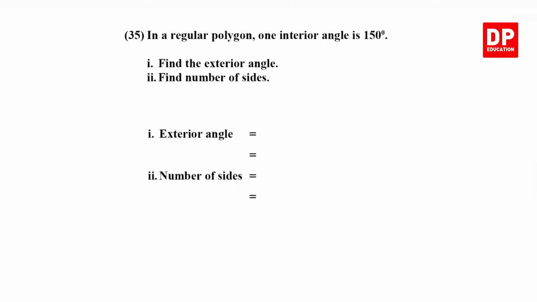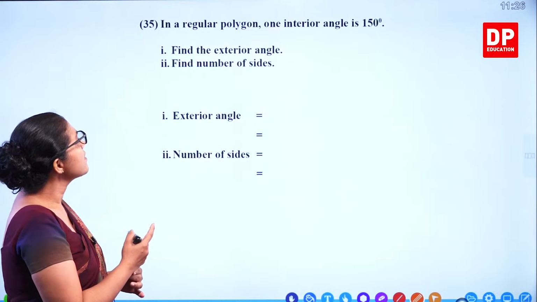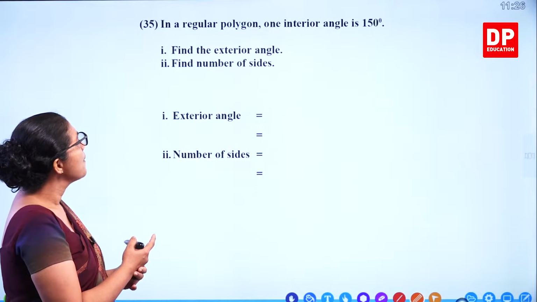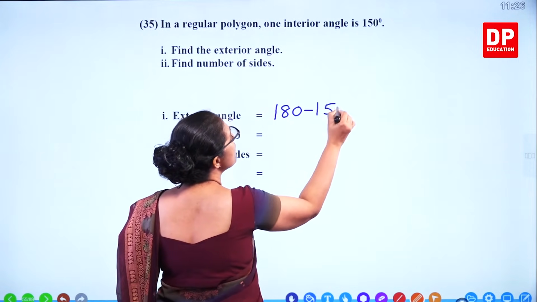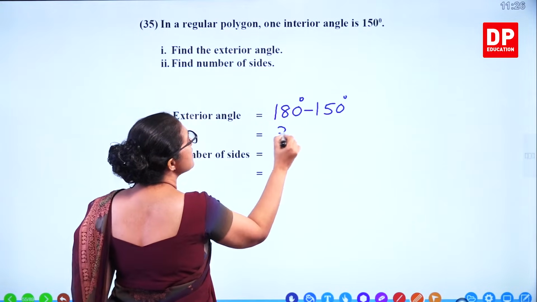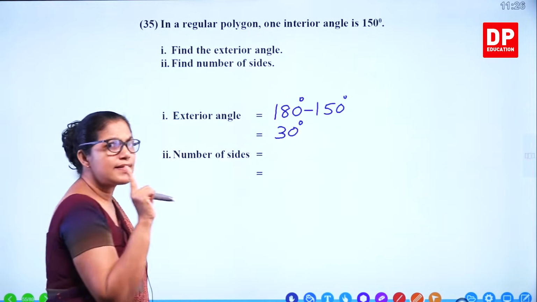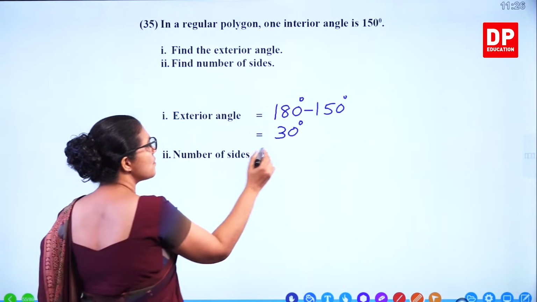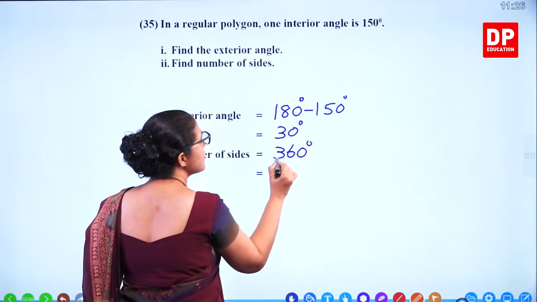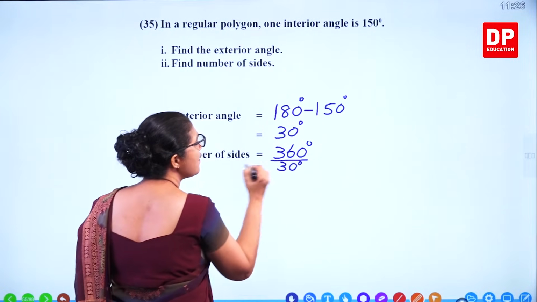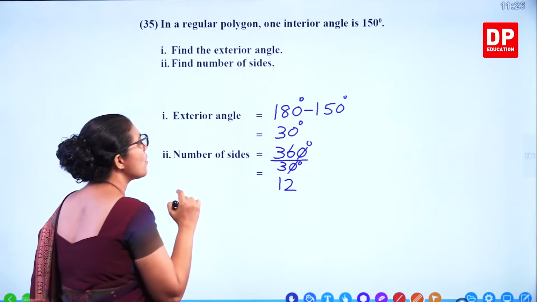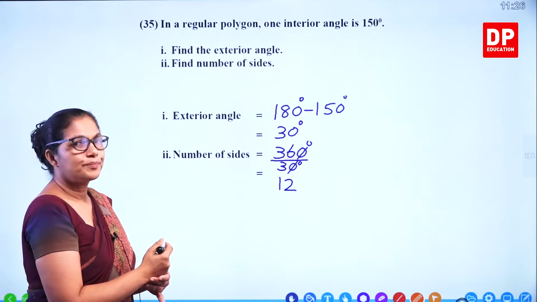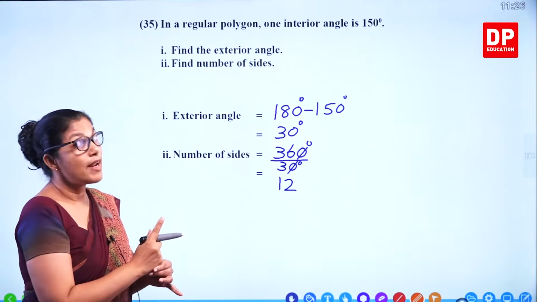In a regular polygon, one interior angle is 150. Now the interior angle is given. Find the exterior angle and number of sides. So what's the exterior angle? 180 minus 150. That's 30 degrees. One exterior angle is 30. So you can find the number of sides by taking the total exterior angles divided by one exterior angle. So you get 3 times 1, 3 times 2. 12 sides are there. So this is because this is a regular polygon.